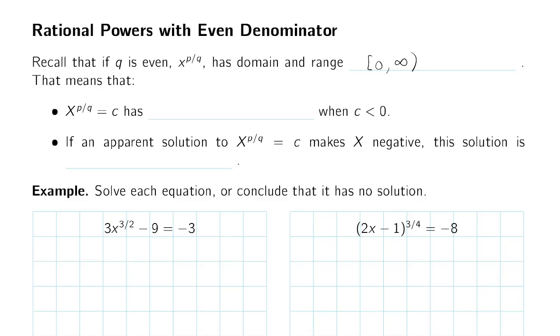But x to the p over q equals c has no solution if c is negative. And if an apparent solution to x to the p over q equals c makes x negative, this solution is extraneous. If we think we have a solution, but it actually requires us to take an even root of a negative number, something went wrong. We don't really have a solution to our equation.